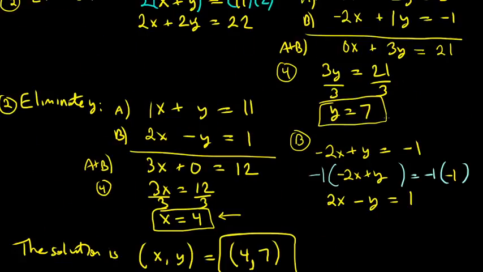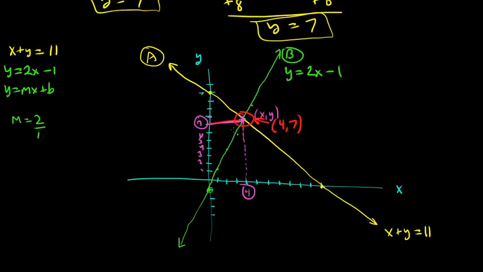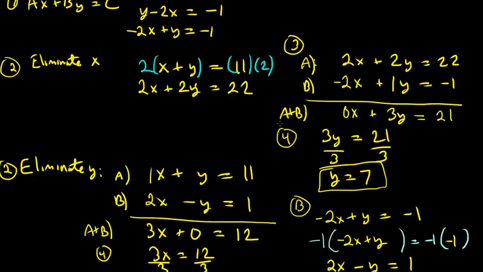Okay, so when you're finding a solution to a system, you're basically finding the one point that the 2 lines have in common, right? This one point here is the point that the 2 lines have in common. This is the point of intersection. Because this is really sloppy here, it's better to do it algebraically.